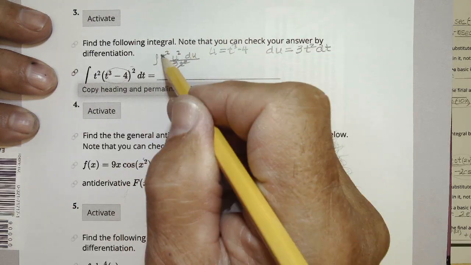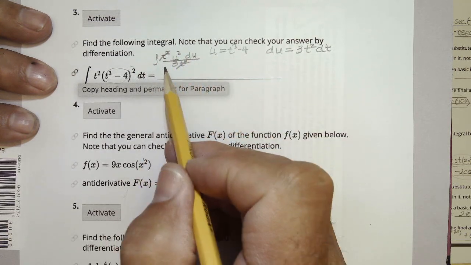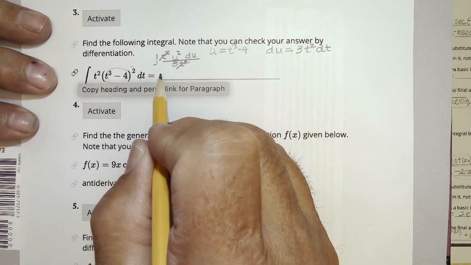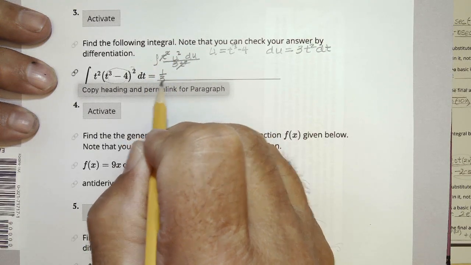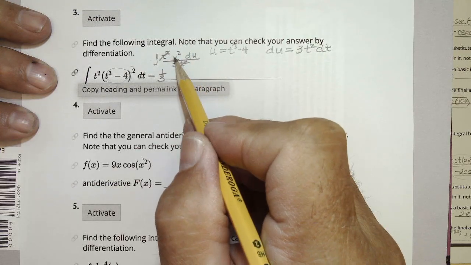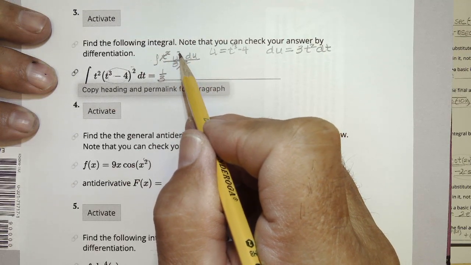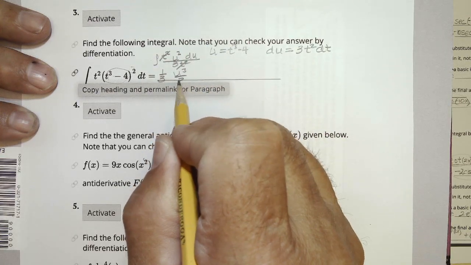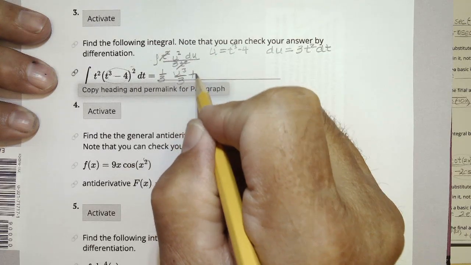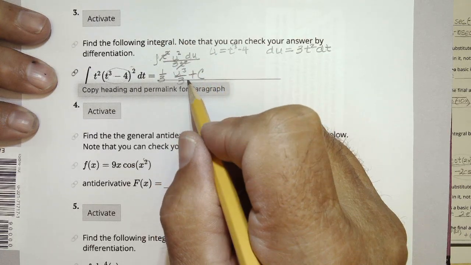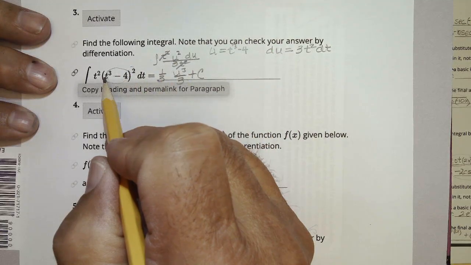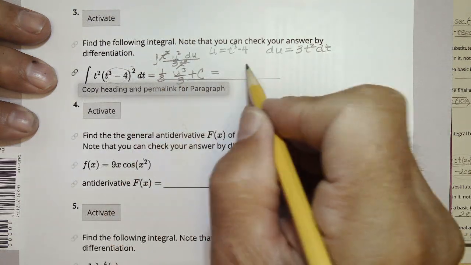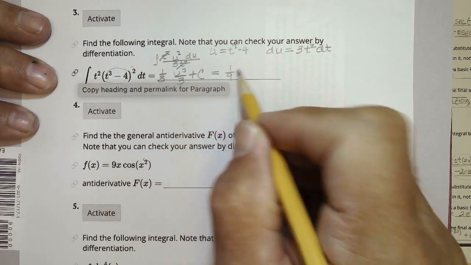And fortunately, the t squareds cancel, so I have something that's all in terms of u, and I can integrate it. The 3 would come out as a 1/3, and the antiderivative of u to the 2, you add 1 to the power, so it's u to the 3 over 3 plus c. But now we need to go back to t's. So it's 1/3 and a 3 in the bottom, that'd be 1/9.